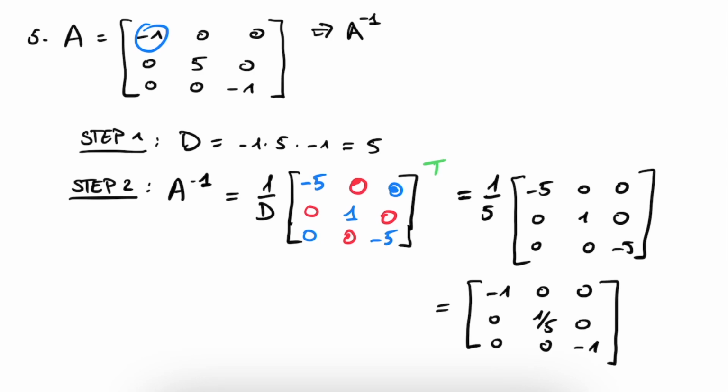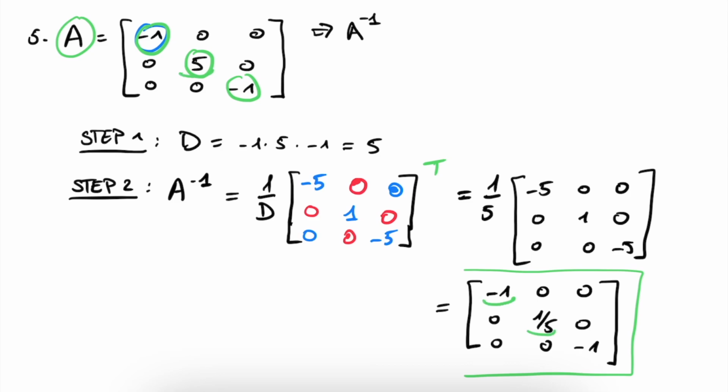And we see that our result actually just is our initial matrix, but now each element on its own is inverted. So 1 over -1 is -1, 1 over 5 is 1 over 5, and 1 over -1 is also -1. If you have to calculate the inverse matrix of a matrix with only elements on the diagonal, you can simply invert each element on the diagonal separately, and you will already have your matrix.